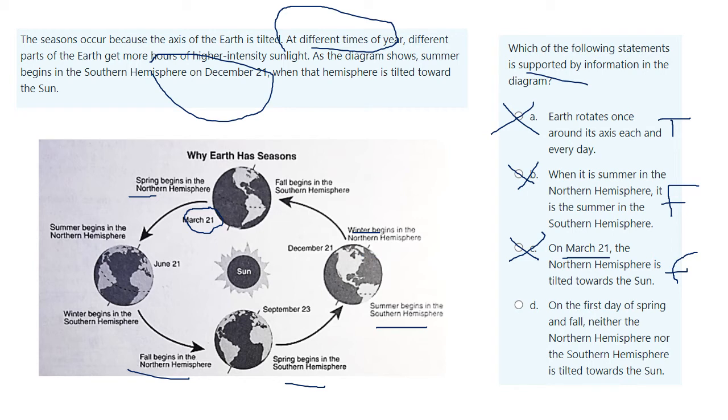D: On the first day of spring and fall, neither the Northern Hemisphere nor the Southern Hemisphere is tilted towards the Sun. So we have spring in the north and fall in the south, and as the sunlight goes, it hits the north or the south directly. It's June and December when the north and south are tilting away or towards the Sun. D is the correct answer.